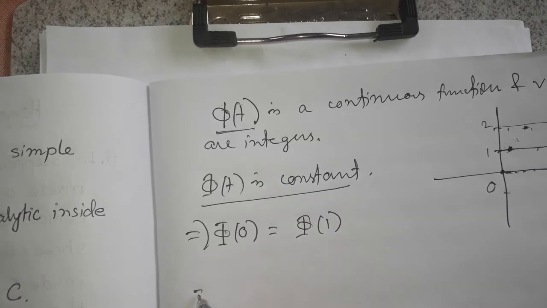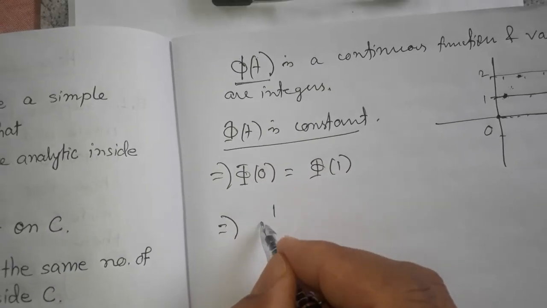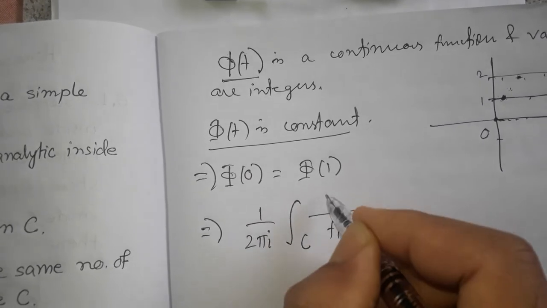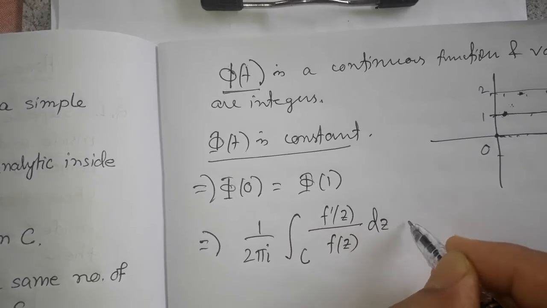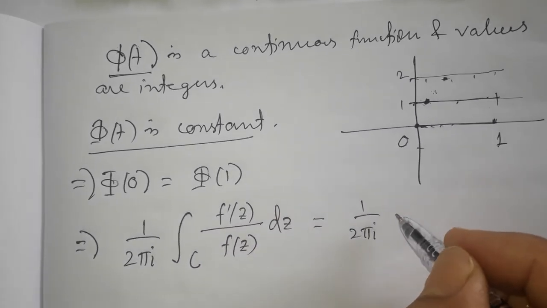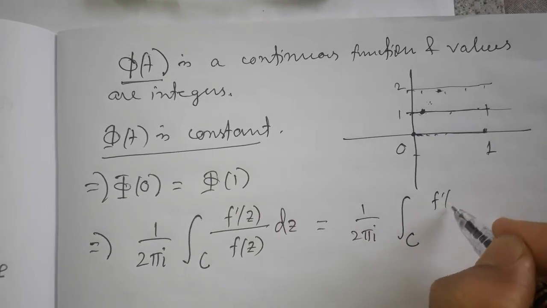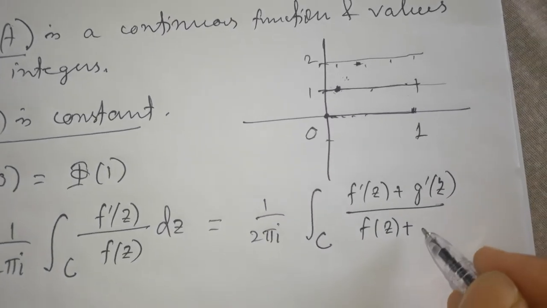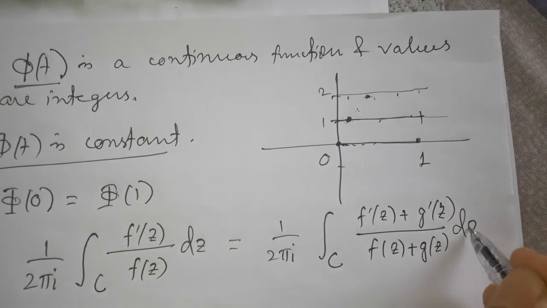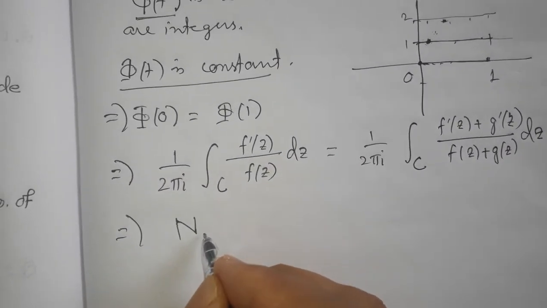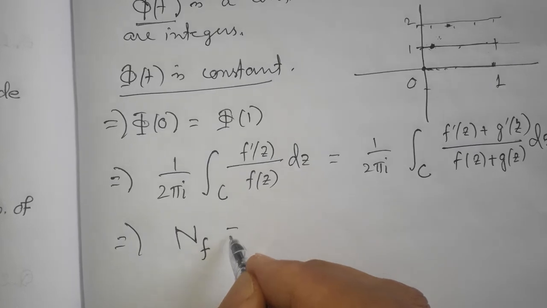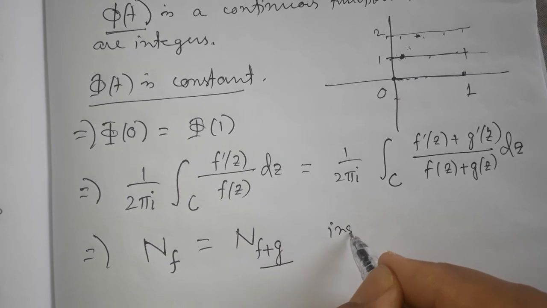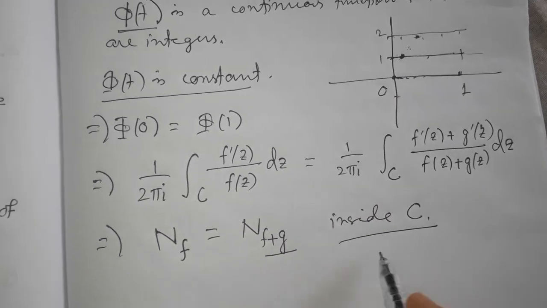Now, what is phi(0)? From the definition, at t equal to 0, it is 1 by 2 pi i times the integral over C of f'(z)/f(z) dz. What is the value of phi(1)? This is the integral over C of (f'(z) + g'(z)) / (f(z) + g(z)) dz, because t is 1. So phi(0) is the number of zeros of f inside C, and phi(1) is the number of zeros of f plus g inside C. So that is Rouche's theorem.